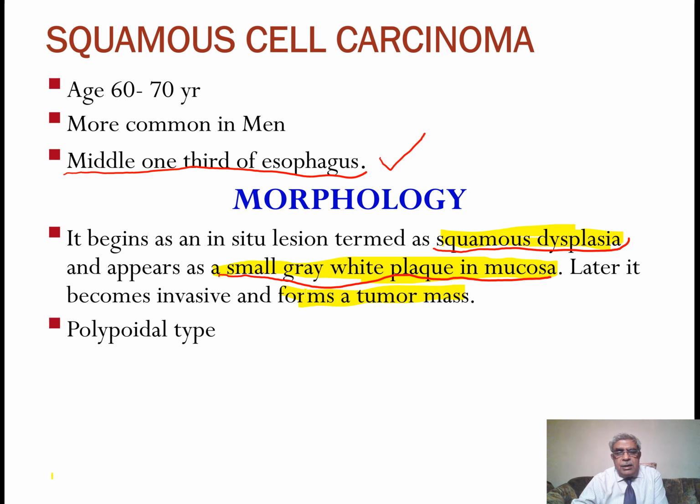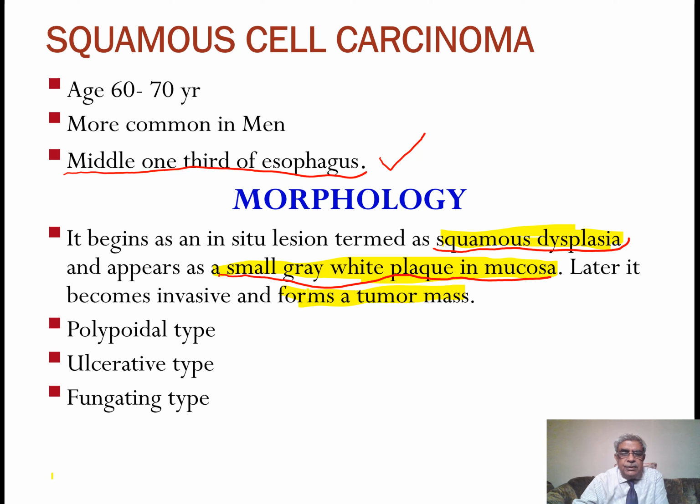It can be polypoidal type, ulcerative type, fungating type, annular type. Annular type is infiltrating type.